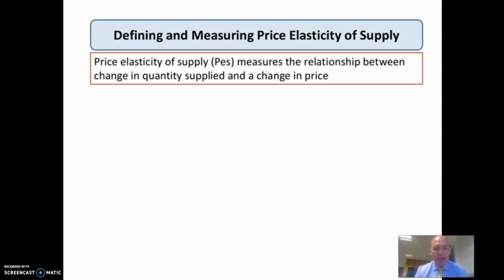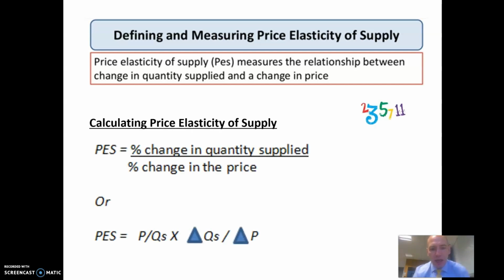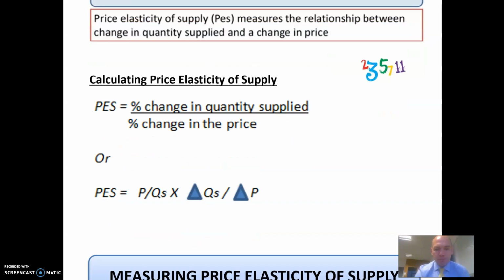Okay, in terms of the definition, please make sure that you highlight this in your notes at the top of page 67. What is price elasticity of supply, PES? Well, it measures the responsiveness of quantity supplied to a change in price. In terms of calculating it, it is the percentage change in quantity supplied. Don't get it mixed up. Percentage change in quantity supplied divided by the percentage change in price, or you can use our alternative equation.